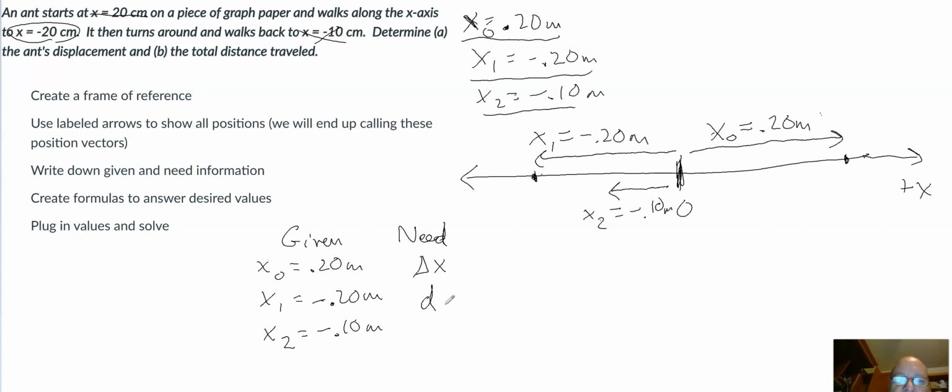Okay, so the next thing I want to do is figure out a formula for these things. So I'm going to write down the word formula.